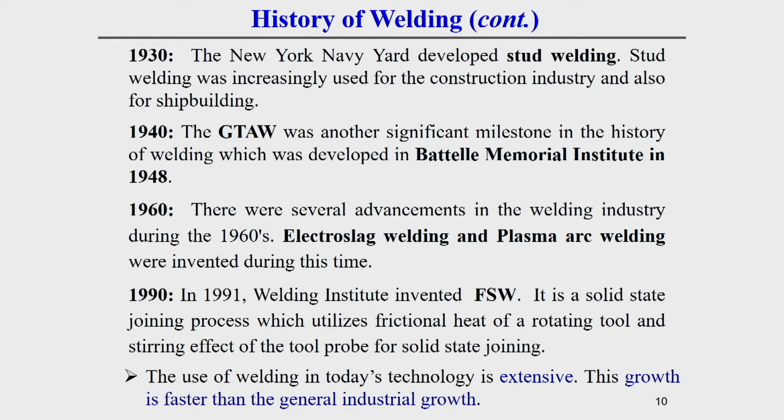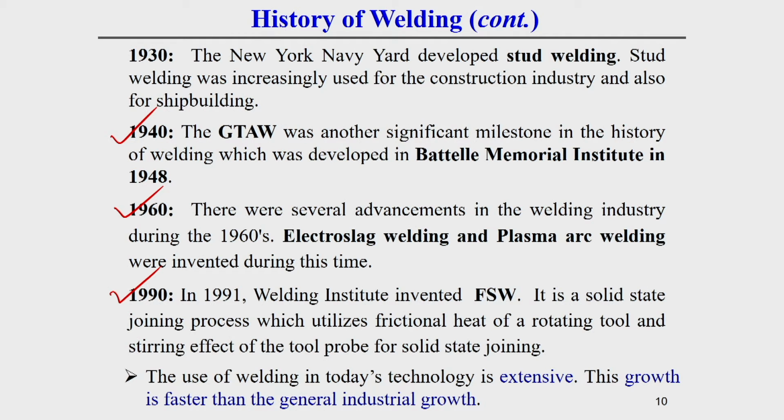Then in the 1940s, gas tungsten arc welding was another significant milestone in the history of welding, which was developed at Battelle Memorial Institute in 1948. Then in the 1960s, several advancements in the welding industry happened. In this time, electroslag welding and plasma arc welding were invented. Then in the 1990s, The Welding Institute invented friction stir welding in 1991. It is a solid state joining process which utilizes the frictional heat of a rotating tool and the stirring effect of the tool probe for solid state joining.